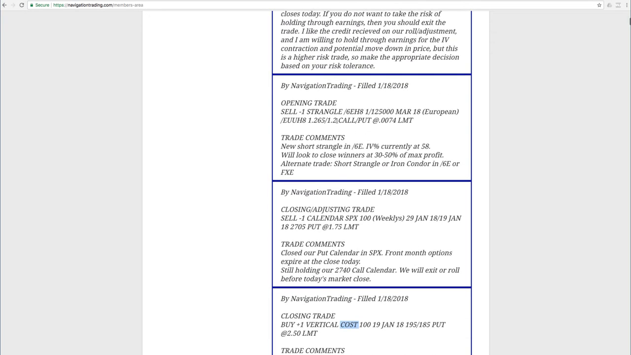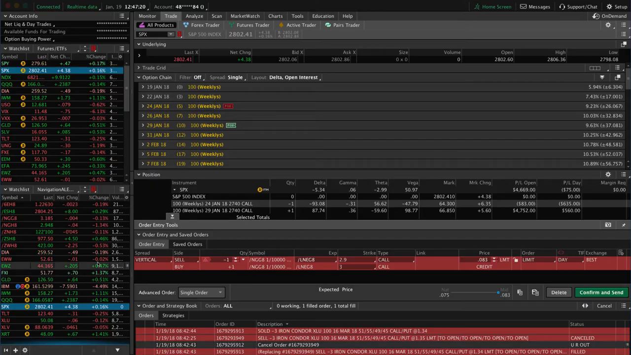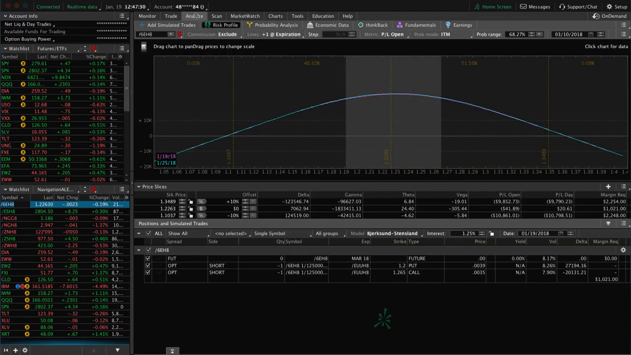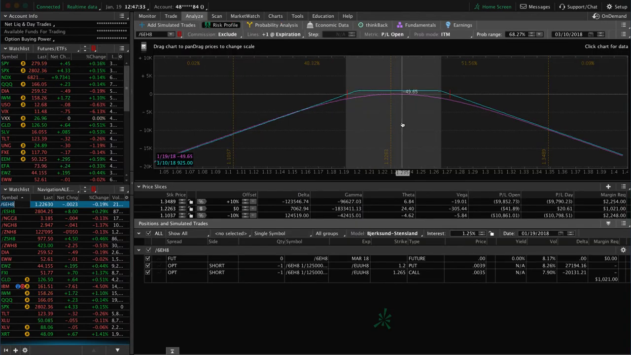Next trade was an opening trade in the euro, /6E. I mentioned as an alternate trade, you could do a short strangle or iron condor in 6E, or the corresponding ETF, which is FXE. If we take a look, the reason I did /6E is just because I like to trade the futures because you get such a good bang for the buck. If you look at this, we've got total max profit on this of 925, and we're only using a little over $1,000 of buying power to put this trade on. That's where I say the leverage, the bang for the buck with futures, is really good.